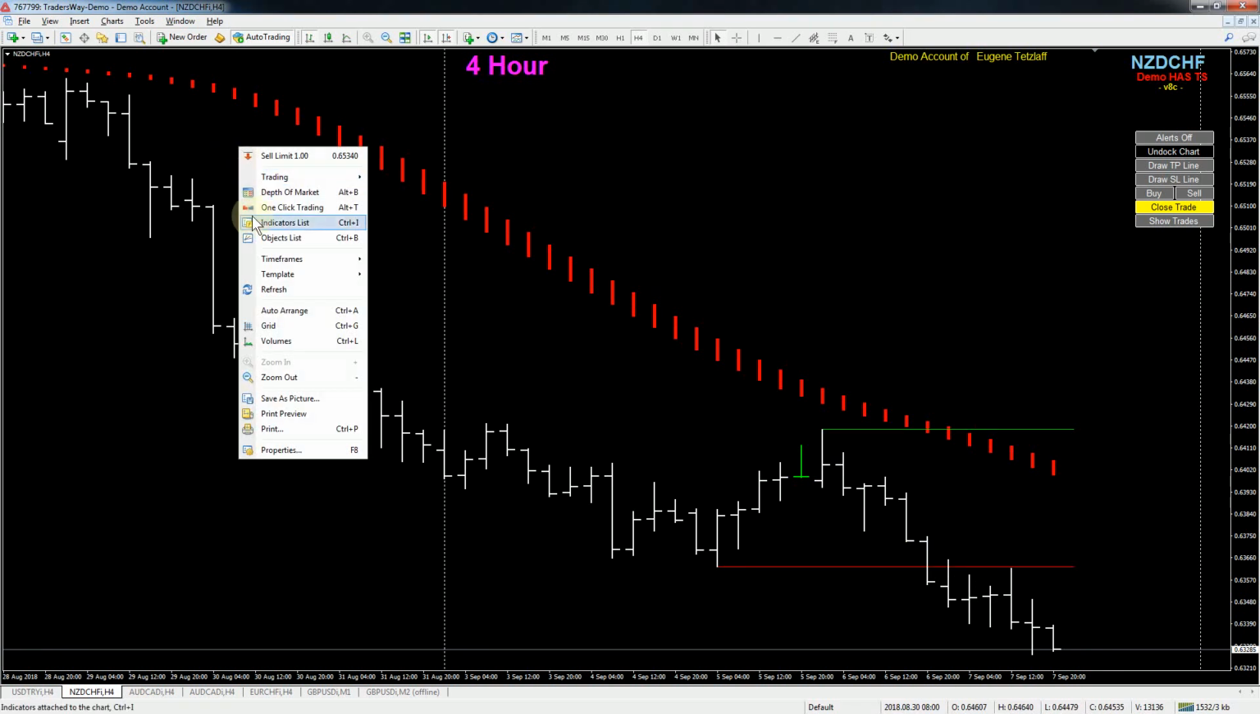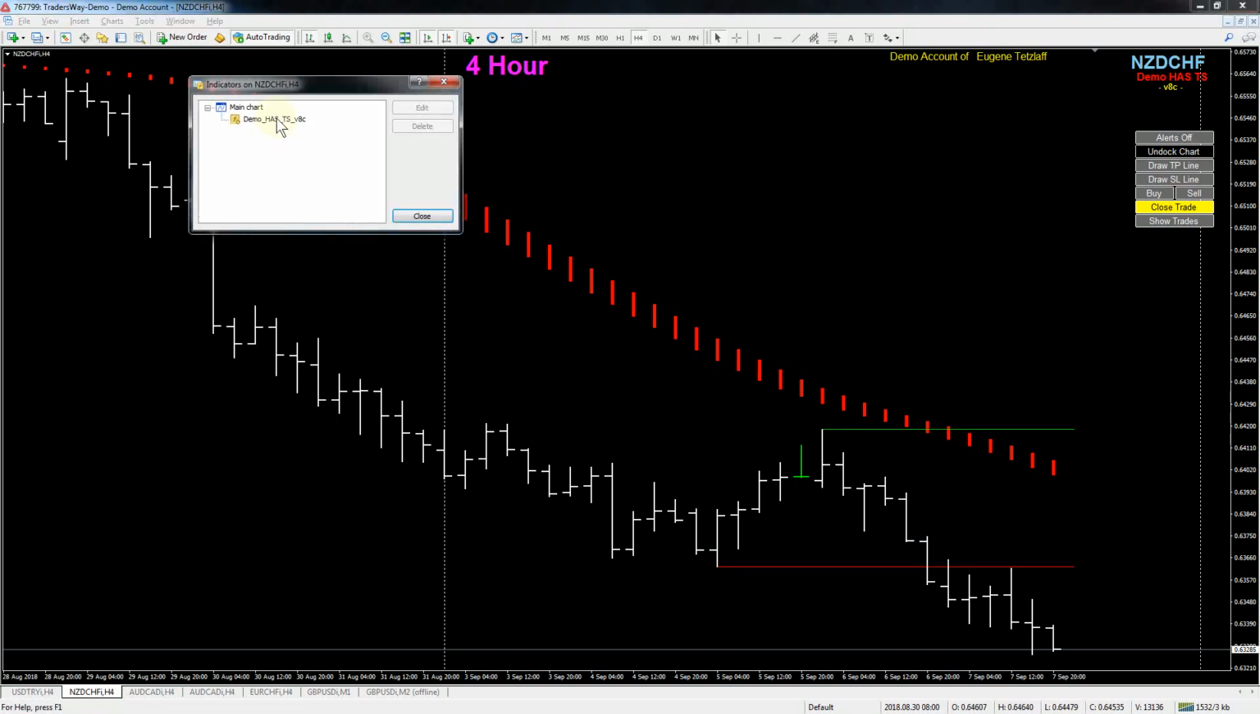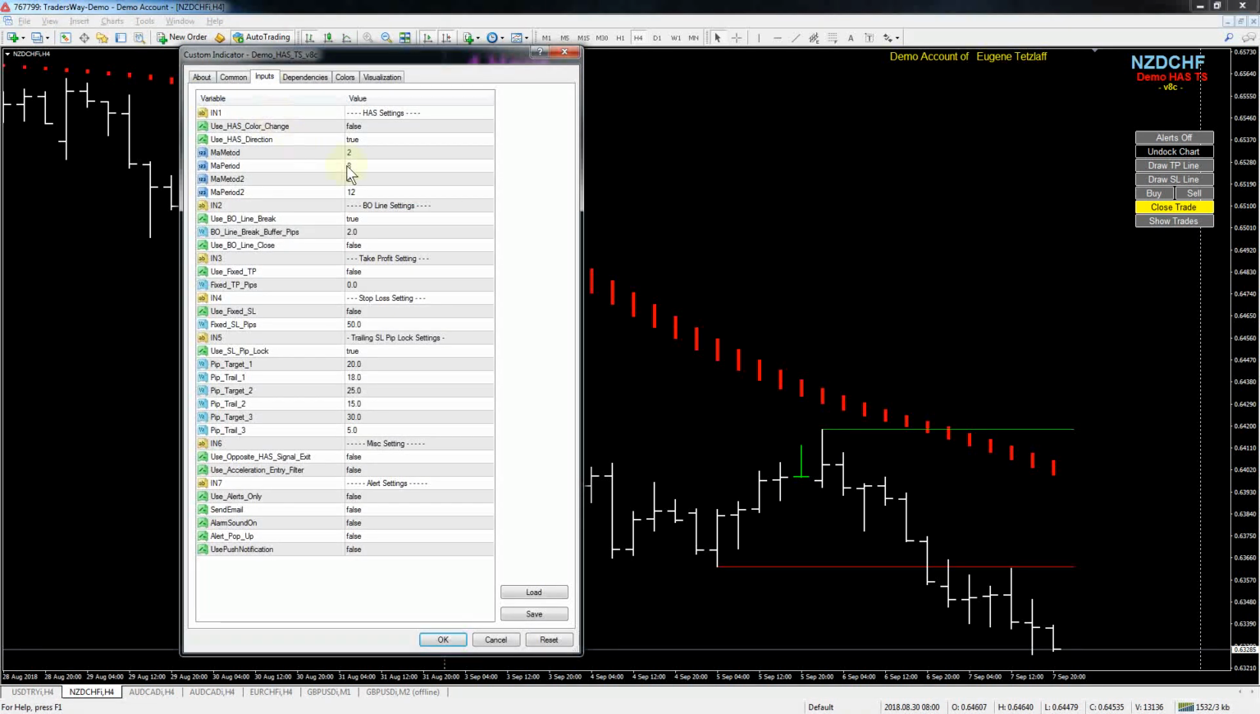And just a short look at the settings here. These are the default settings. In this particular case, the HAS is the 28212. You can use whatever you want. The breakout line, now you do have your choice.